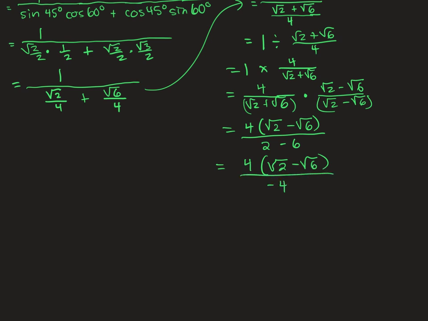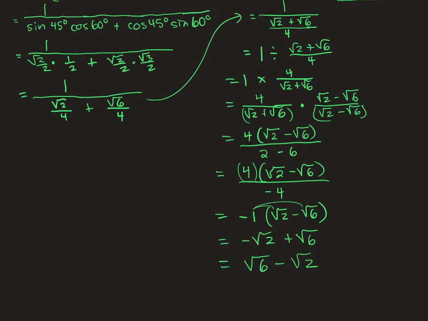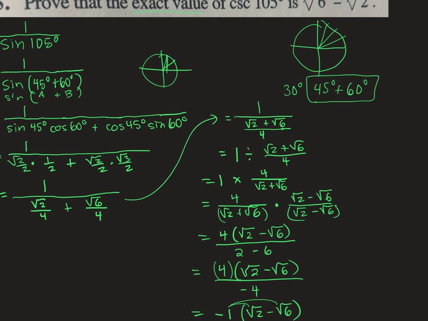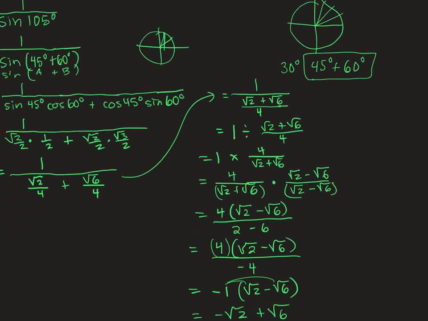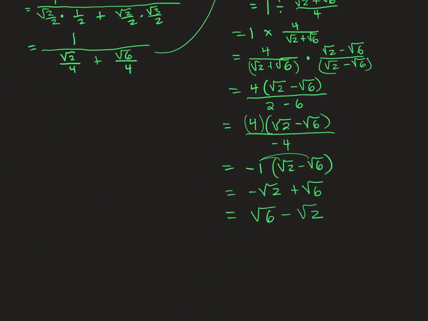And then we can divide the 4 factor on top with the 4 factor on the bottom, and it would be negative 1, and then root 2 minus root 6 still in brackets. And why don't we multiply that out? So we'd have negative root 2 plus root 6, or writing that in a different order, root 6 minus root 2. And look at that. That was what we were trying to show it equaled. So root 6 minus root 2. Whew. Okay, there we go. Hope that helped.